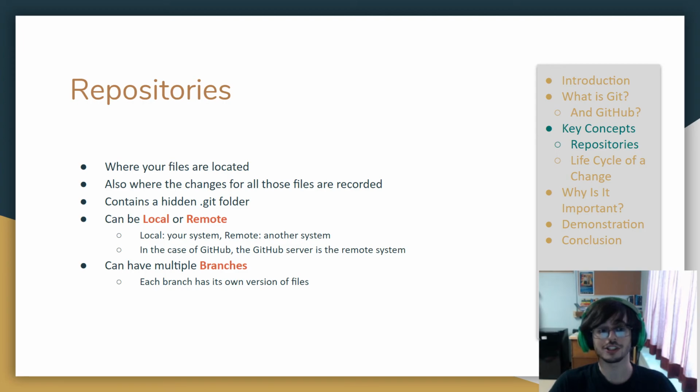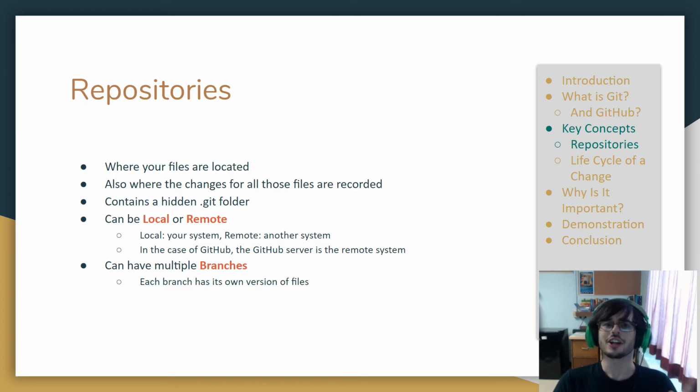Now, a repository can either be local or remote. In a local repository, we're looking at just your local system. Remote, on the other hand, is going to mean somewhere else. Now, this could theoretically be another machine, but generally, in most Git setups, you're going to have a central server that is going to be your remote repository for each user. So in the case of GitHub, the GitHub server is going to be our remote system. That'll be the remote server whenever we reference the remote.